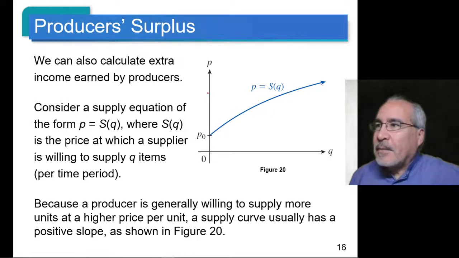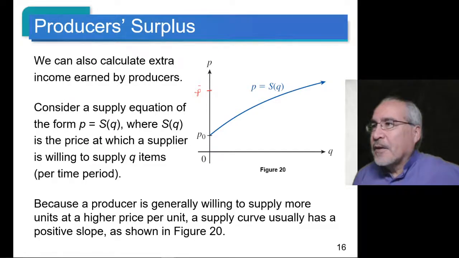So if we could, right at the bat, sell it at a higher price, say up here, some P bar now above the initial price, what happens?